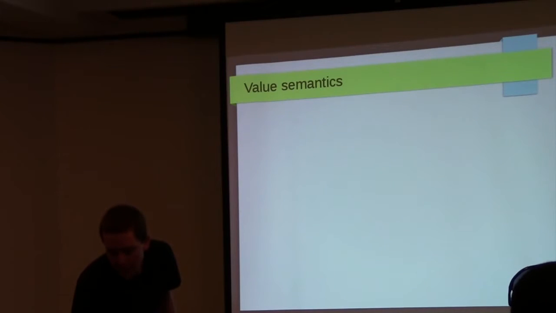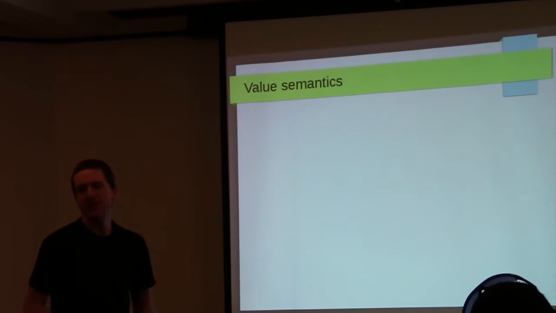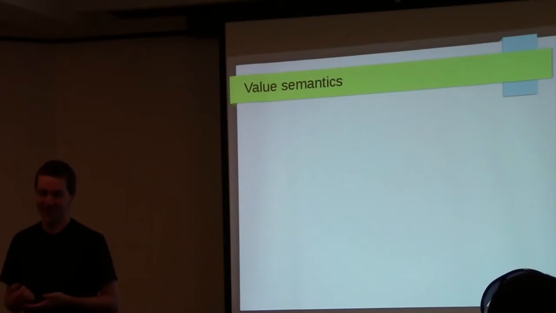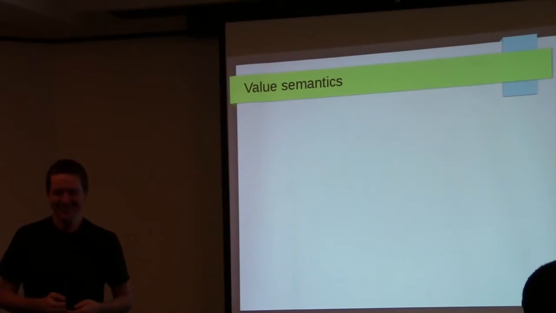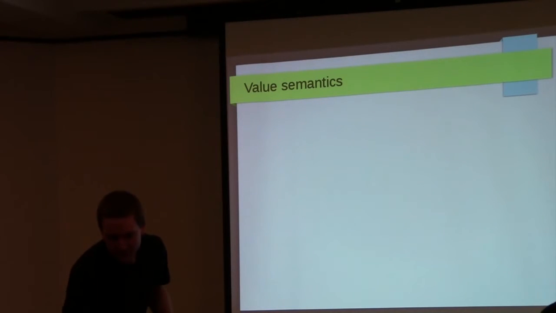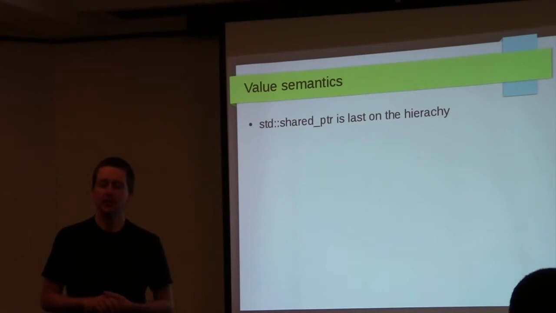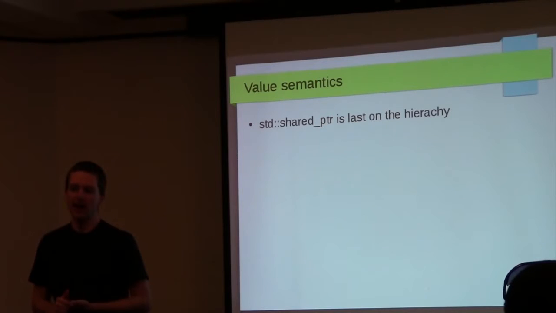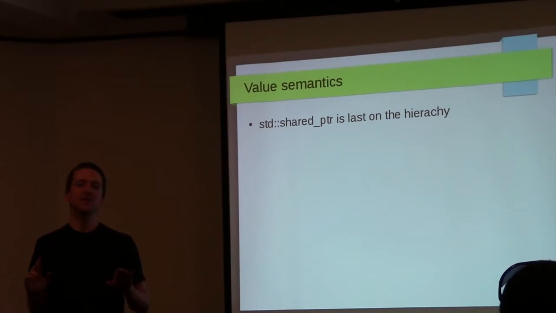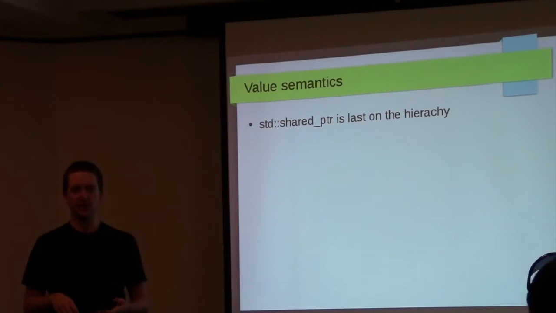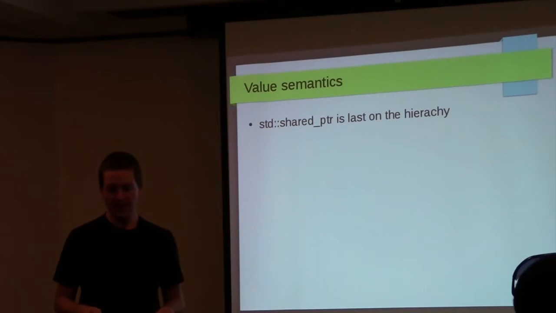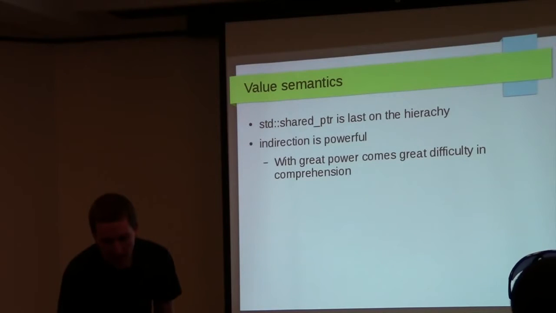So I want to talk a little bit about value semantics. I won't spend too much time on this because we've had a lot of other discussion at this talk. Primarily, though, in regard to shared pointer. Shared pointer is last on that hierarchy. Performance alone would put it there. It is definitely the slowest of the three ways to own memory because of that reference count.